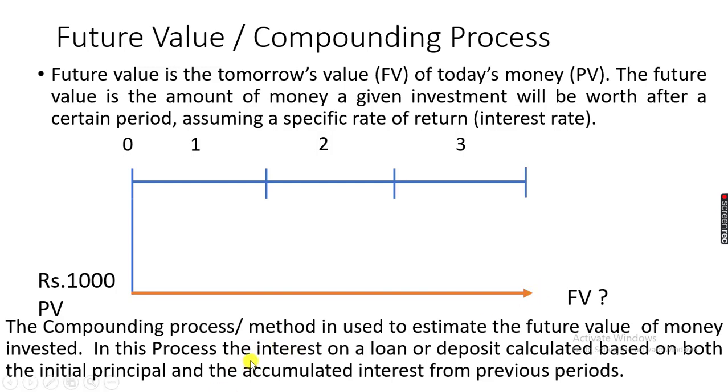Compounding process is a process where interest on a loan or deposit is calculated based on both the initial principal and accumulated interest from previous periods. Otherwise, you can simply understand, in the case of compounding process, interest at the end of every period is added back to the principal. Interest will also earn interest in this case. Let us look at how the compounding interest calculation is done and how it is different from simple interest.